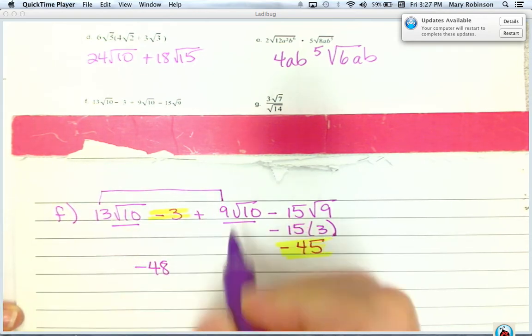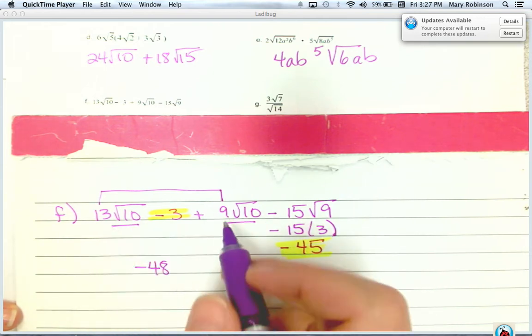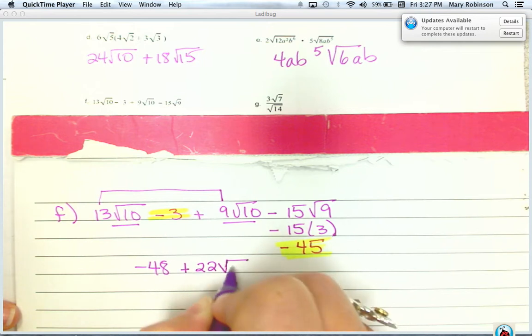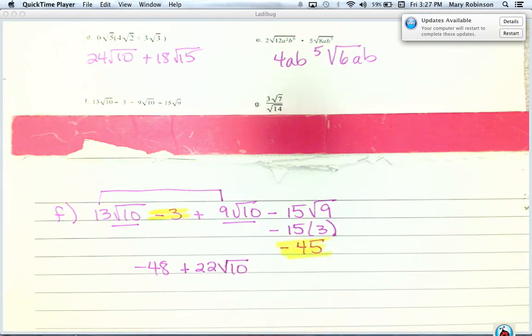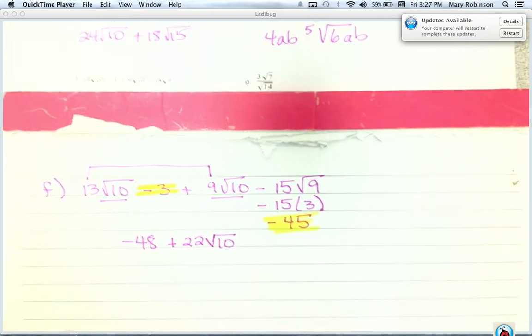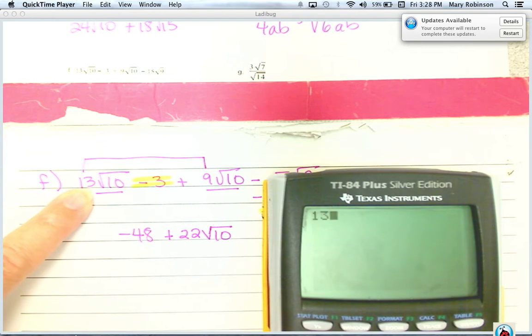Now combining these terms, all I do is combine the numbers out front. So 13 plus 9 is 22 square roots of 10. Now 10, if I try to break it down, I'm only going to get 5 and 2, and I cannot further simplify that. But, of course, we're going to type it in our calculator and check our answer.